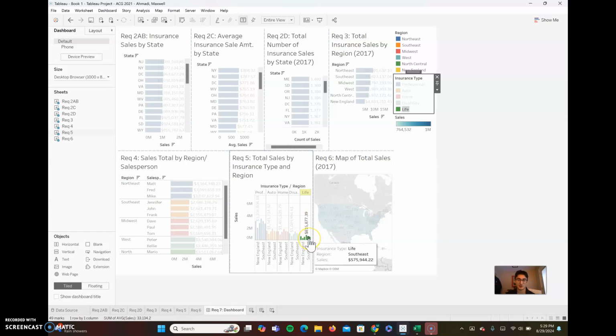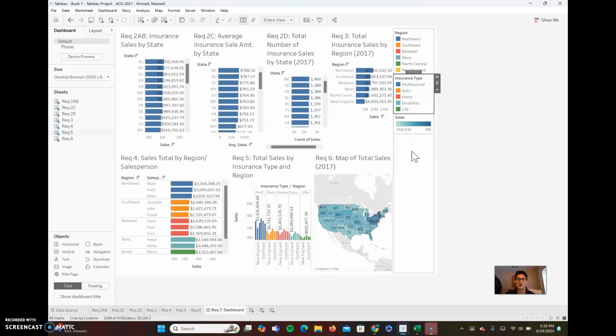$815,000. But as we go over, we can see that life insurance is bringing in significantly less in that New England area, and all about in that 500,000 range in the West, Southeast, and Midwest. And it just goes to show the difference between somewhere like New England in life insurance and somewhere like the Northeast in life insurance. Over double of a difference there.